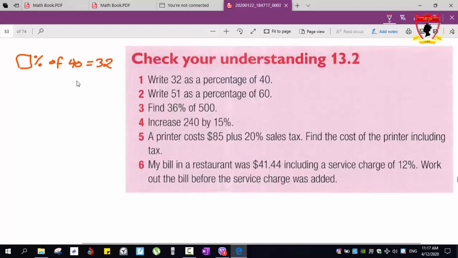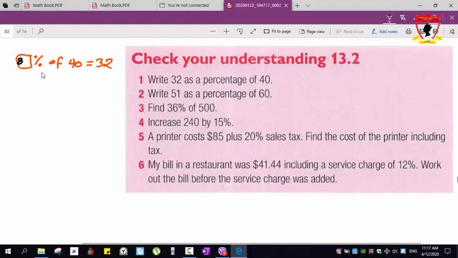This is quite easy to do without a calculator, even with a calculator, both fine. Now think, 4, don't care about the 0, 4 times which number will be 32? That's what you ask yourself to get this missing number. 4 times 8 is equal to 32.